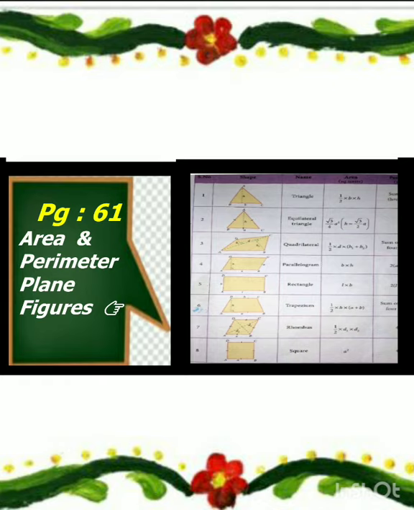Rectangle: l × b is the area and 2(l + b) is the perimeter of the rectangle. Then for the trapezium, 1/2 × h × (a + b) is the area and the sum of all four sides is the perimeter. Then the rhombus, 1/2 × d1 × d2 is the area and the perimeter of the rhombus is 4a. Then the square, a² is the area and 4a is the perimeter of the square.